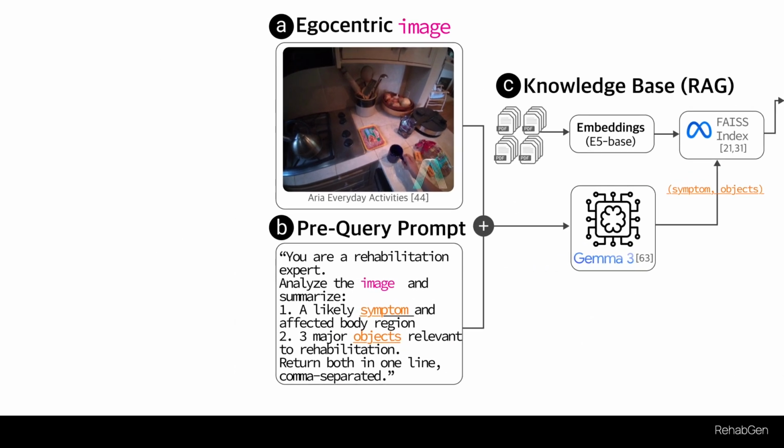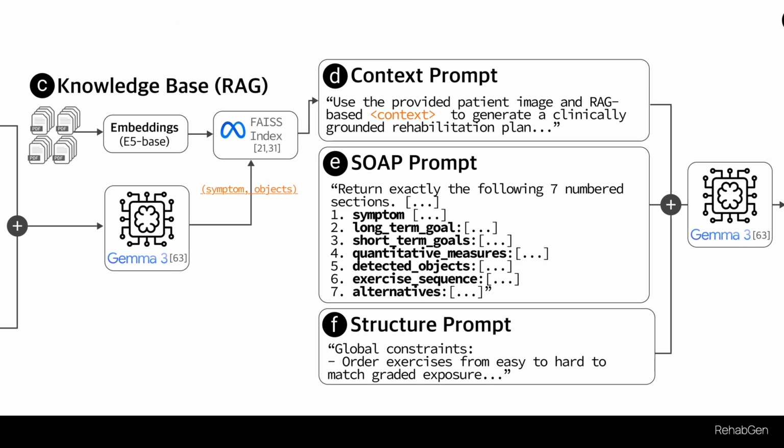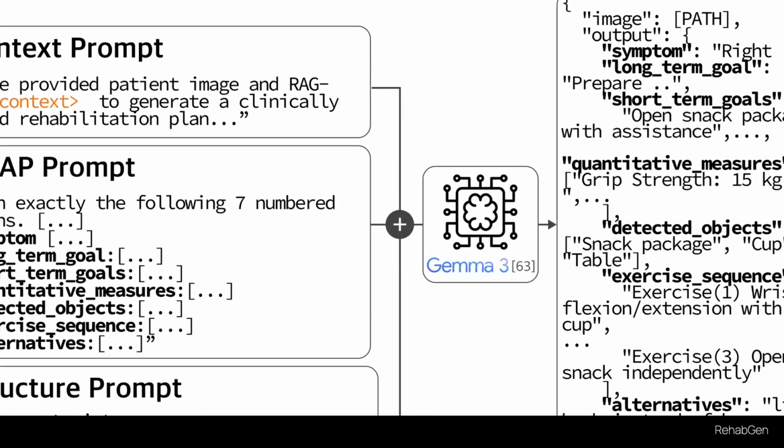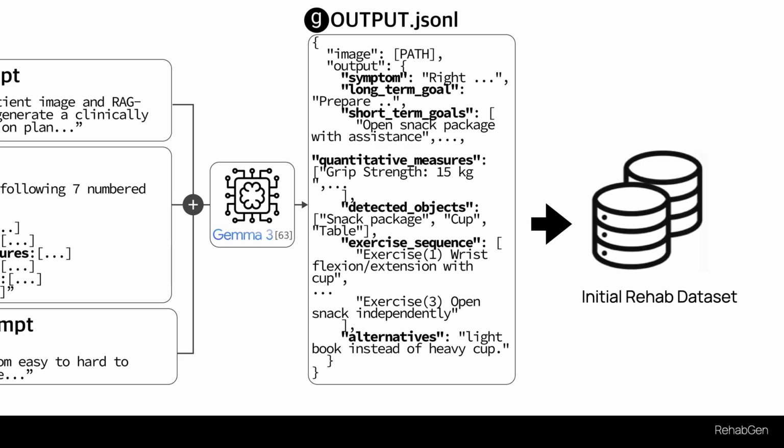Our pipeline begins with an egocentric image of the patient's environment. A vision language model infers symptoms and key objects, which guide retrieval of clinical context from a PDF-based RAG model. The retrieved knowledge forms a context prompt combined with a SOAP and structure prompt. The final output is a JSON containing 6 key components. It is later used as an initial rehab dataset.